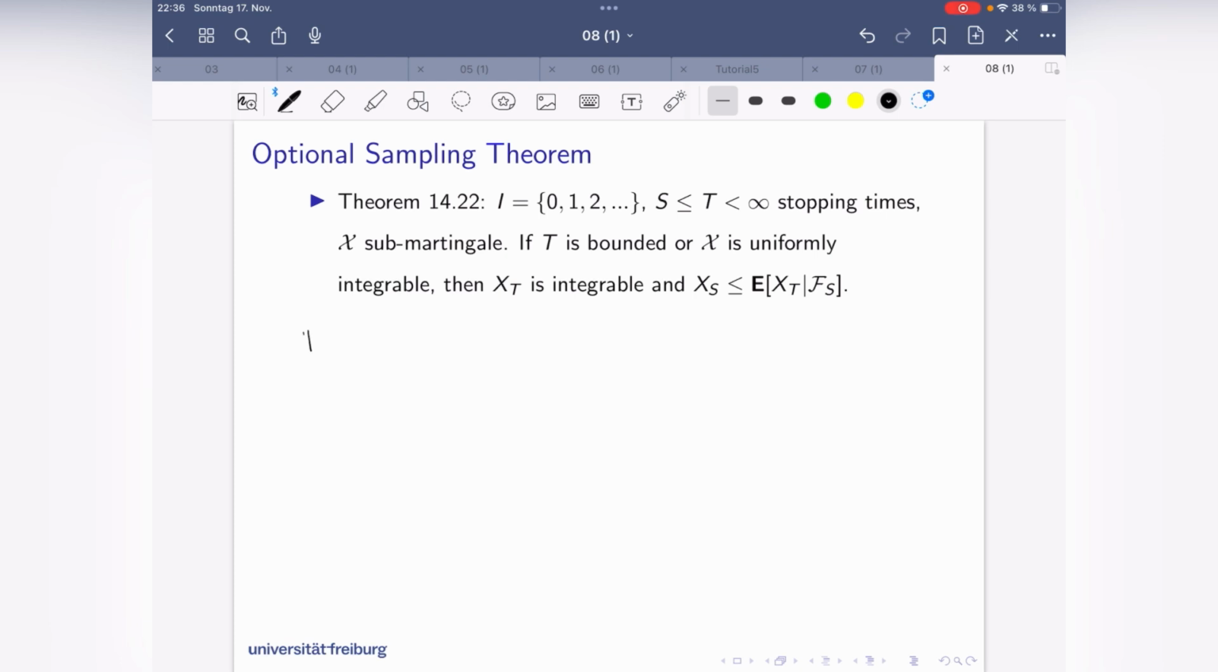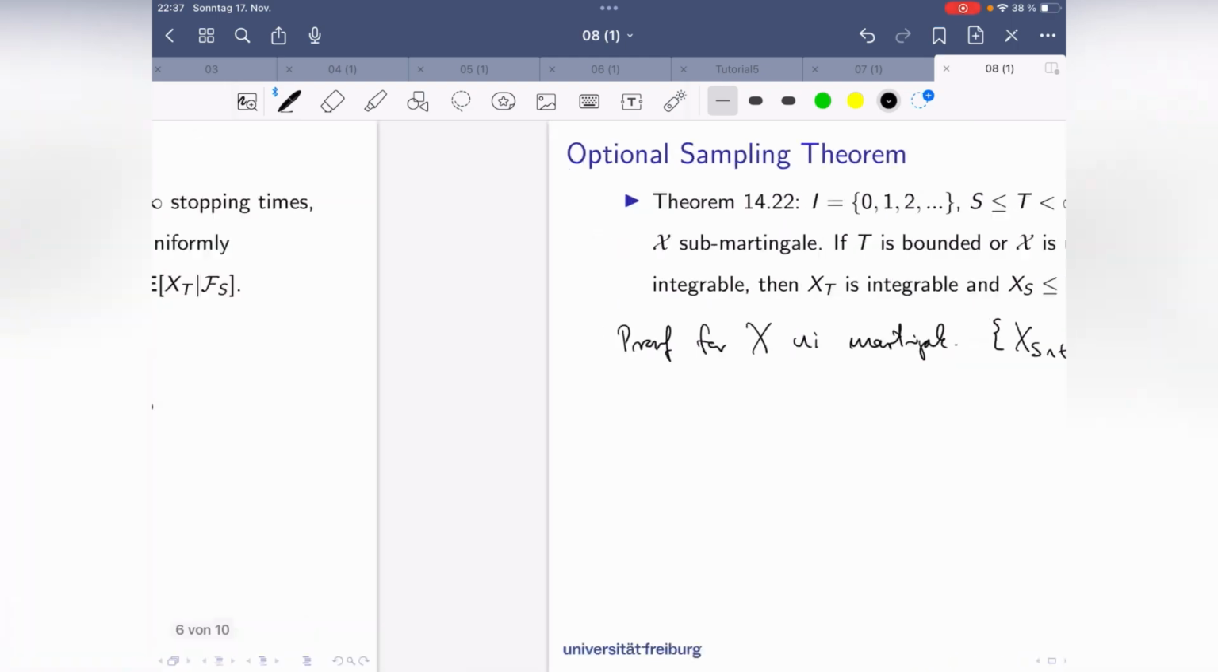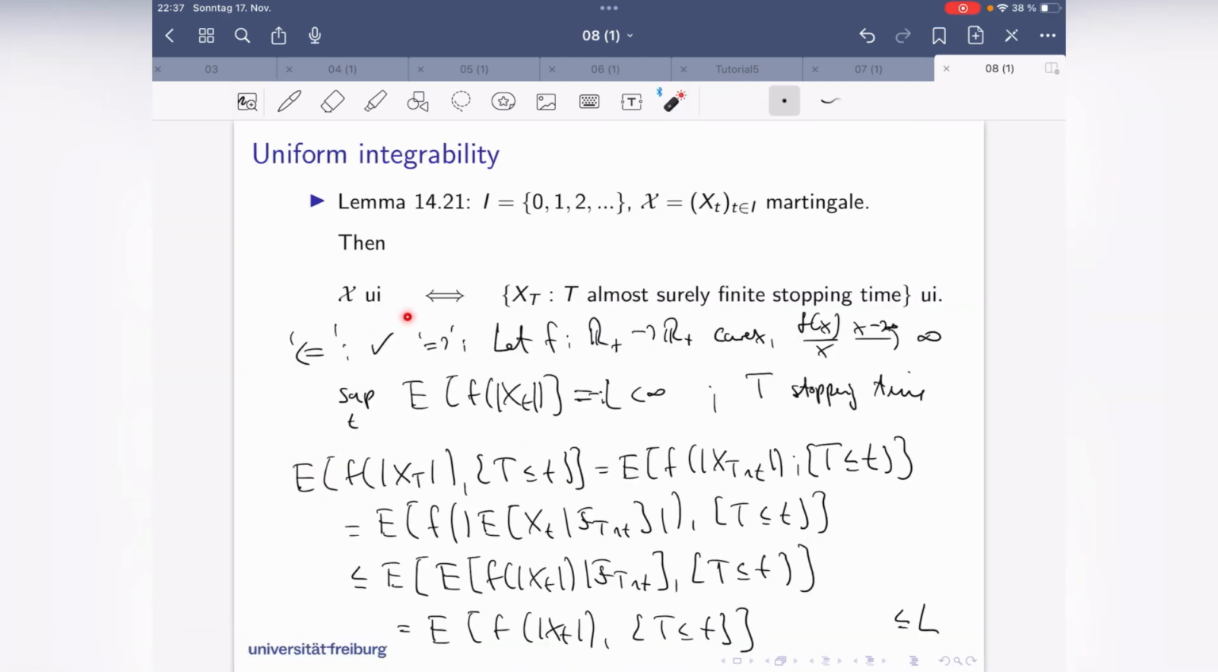Now we need a second proof in the case where x is a uniformly integrable martingale. If x is a uniformly integrable martingale, we know that x s minimum t and x T minimum t, where t ranges through all of I, is uniformly integrable because of the result that we just had, that this here is the same.